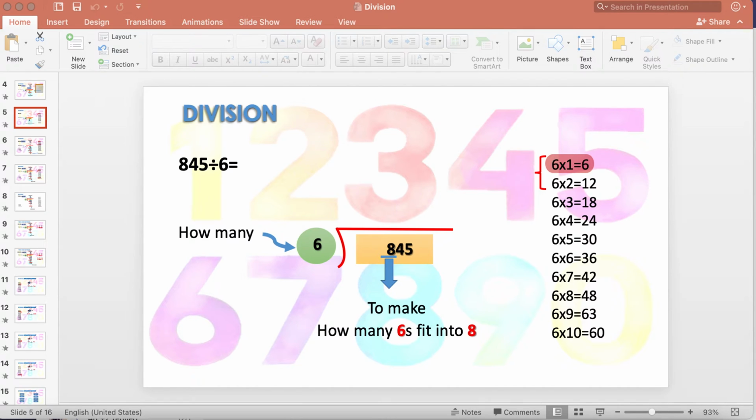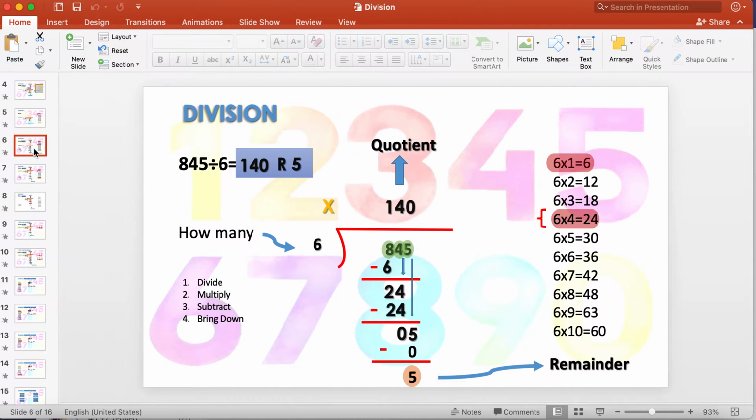Last class we learned how to divide a number with a one-digit divisor. We learned that we have a process, and that process is made up of 4 steps. First we divide, then we multiply. The third step is subtraction, and then we bring down.